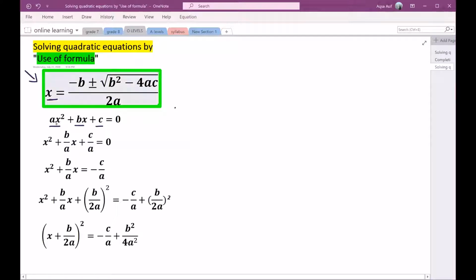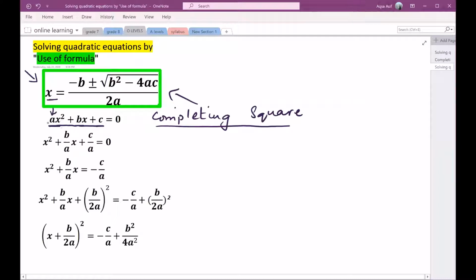You can see the general form of the quadratic equation, which is ax squared plus bx plus c. We will be applying the completing square method, which I've explained in my last video, to derive the formula for solving quadratic equations. First of all, by applying completing square, we don't need an a with x squared. So I'll divide the entire equation by a, and you get rid of a.